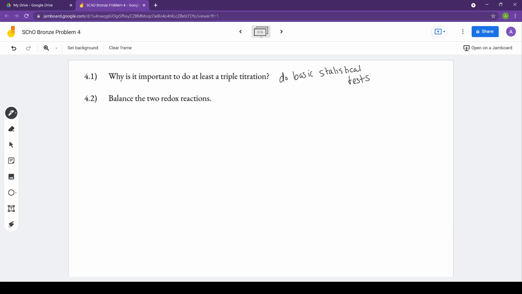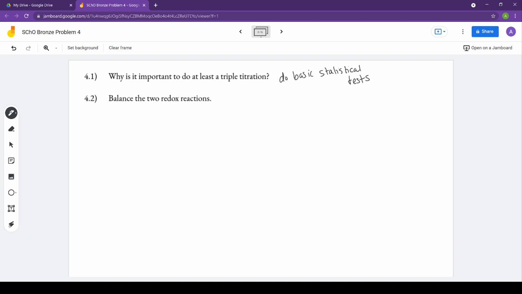They could be really, really off, or even if the average is right in between them, they could be really far apart, and that's not good. But with three, we are able to find the variance and the mean, which is good to be able to figure out, so we know that our results are correct.